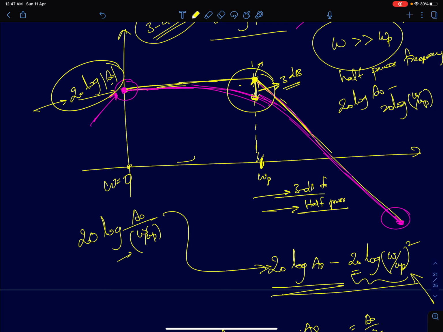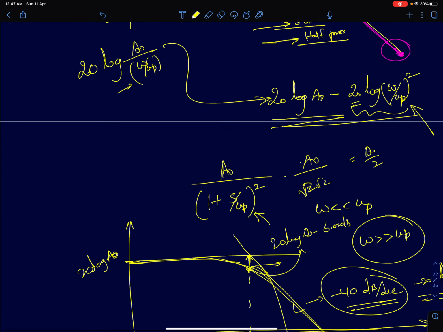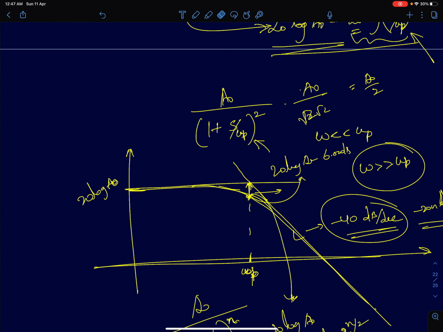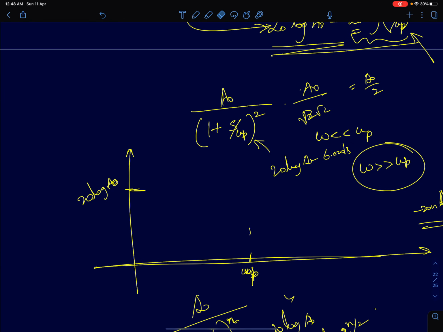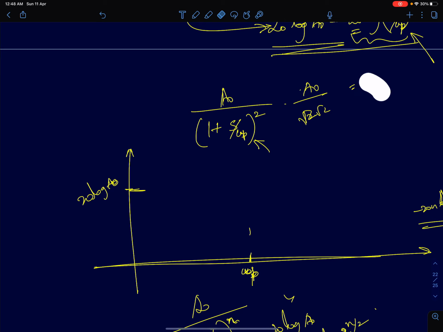So now I'll try to slightly make the transfer function more complex. What if I have two poles? So now I have added 2 poles at s equal to omega p. Substitute s equal to j omega here and take its magnitude. So you will actually get a0 upon 1 plus omega by omega p, the whole square.